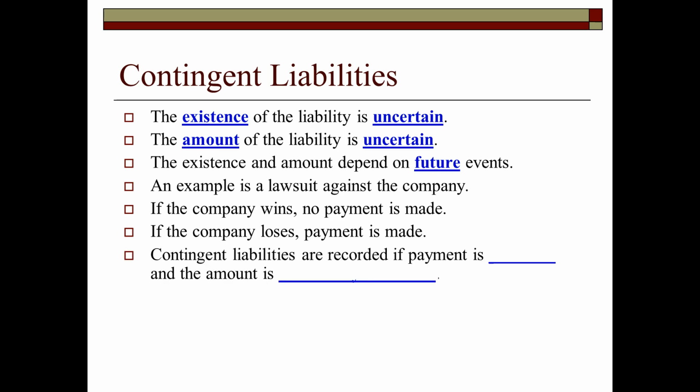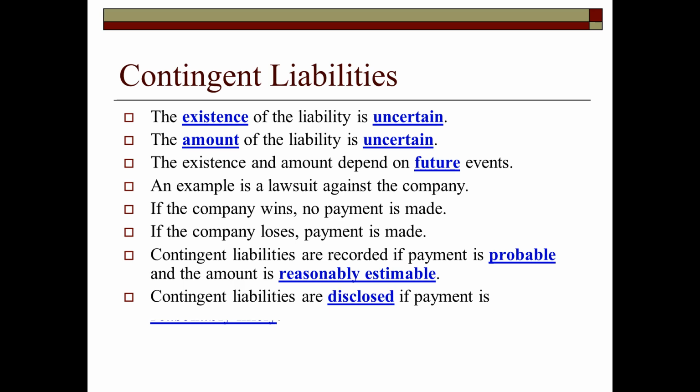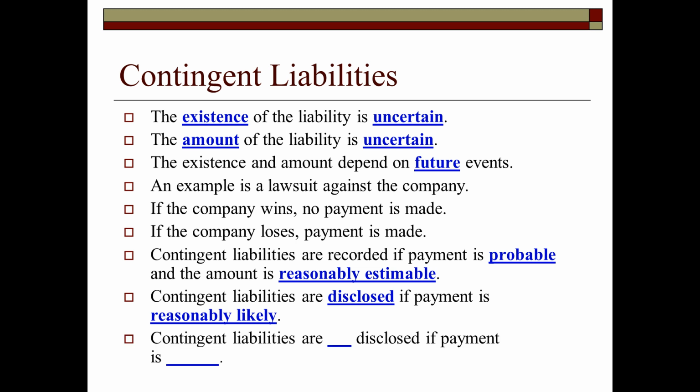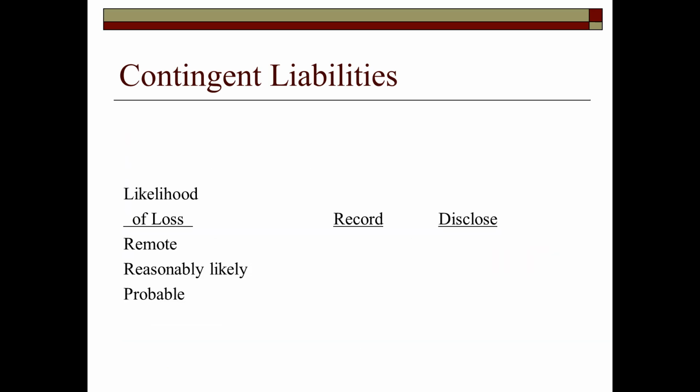Contingent liabilities are recorded if the payment is both probable and the amount is reasonably estimatable. Contingent liabilities are only disclosed if the payment is just reasonably likely, and contingent liabilities are not disclosed if the payment is what we call remote.